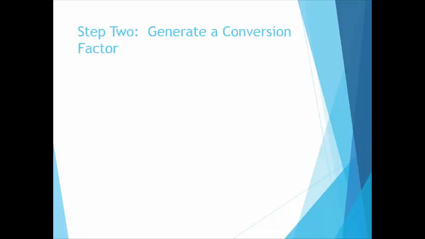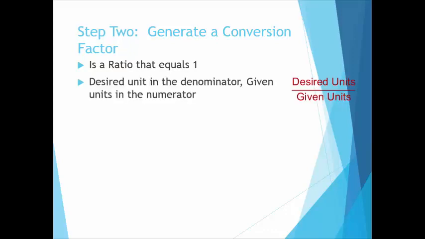All right, step 2, I need a conversion factor. So the assumption is I've already done step 1, but my conversion factor simply is a ratio that equals 1. It's usually, or always I should say, my desired units over my given units. And it's built from my equivalency statement.